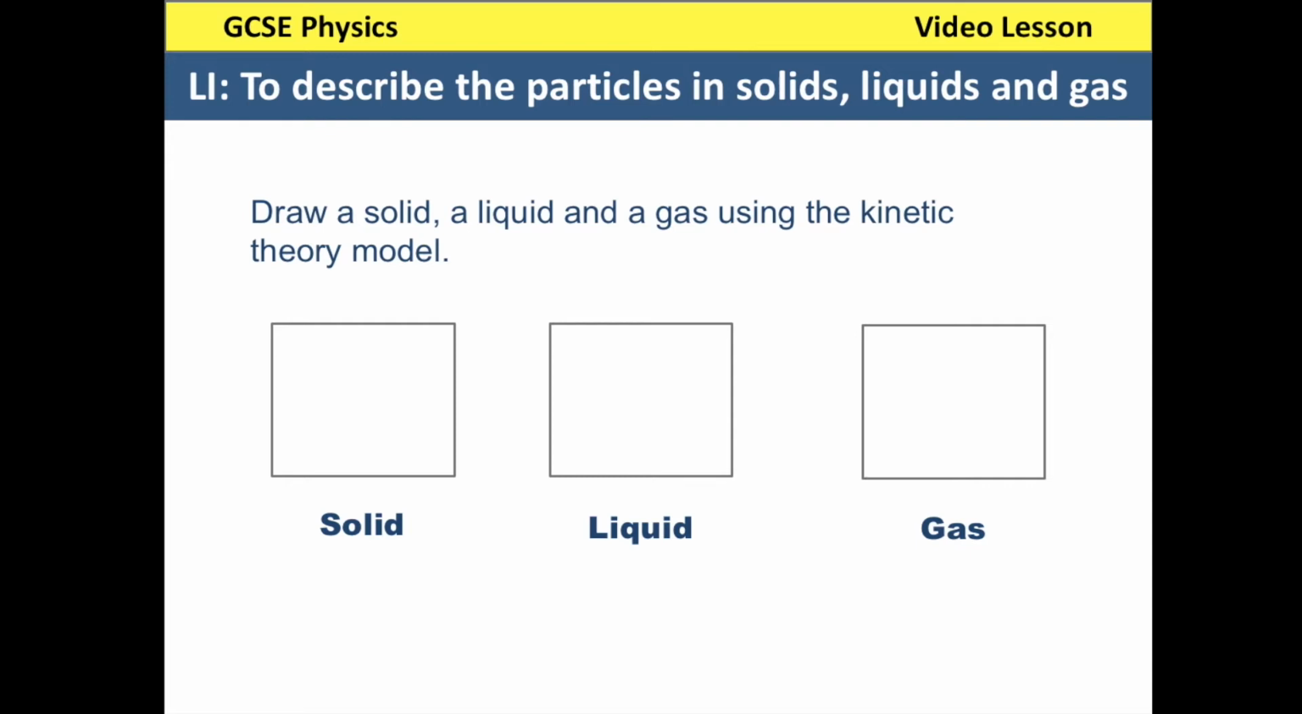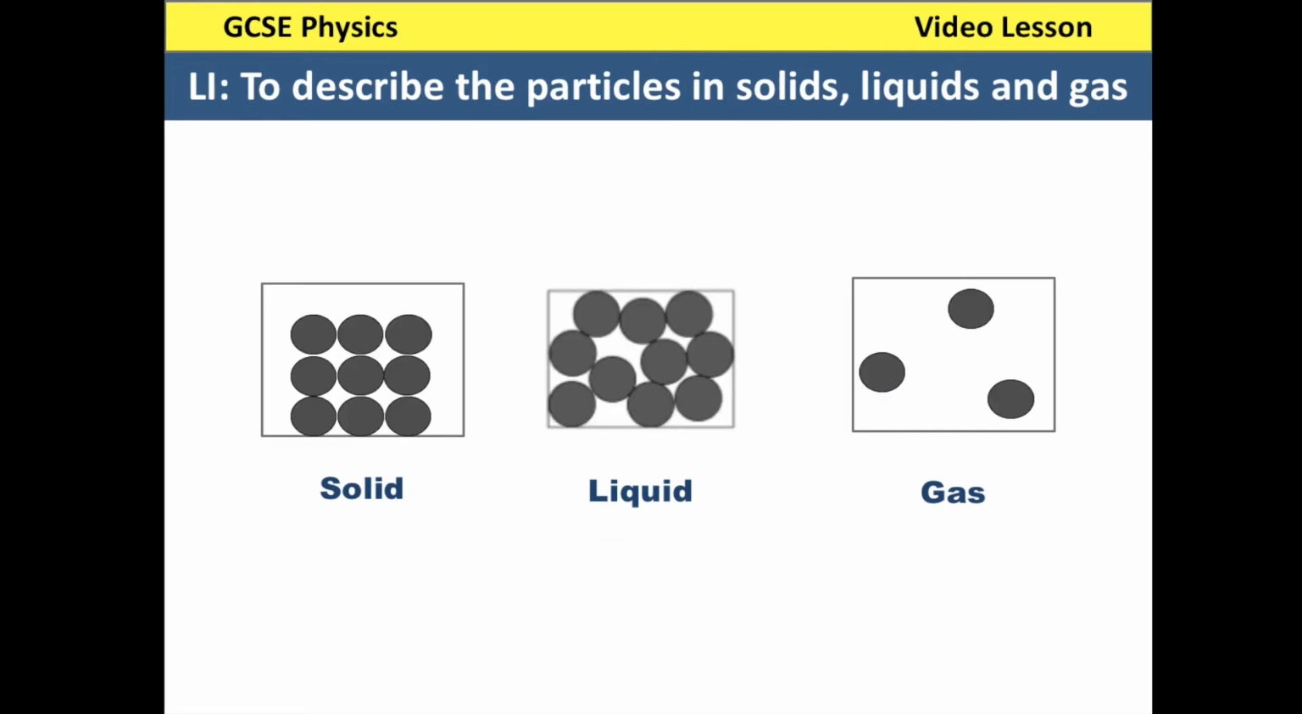So the diagrams then that you would have drawn, we've already seen what a solid looks like. We've got the particles in nice neat ordered rows, or in a regular arrangement. For a liquid, we've got the particles still touching each other, but instead of being in nice neat rows, they have a much more irregular arrangement as shown there.